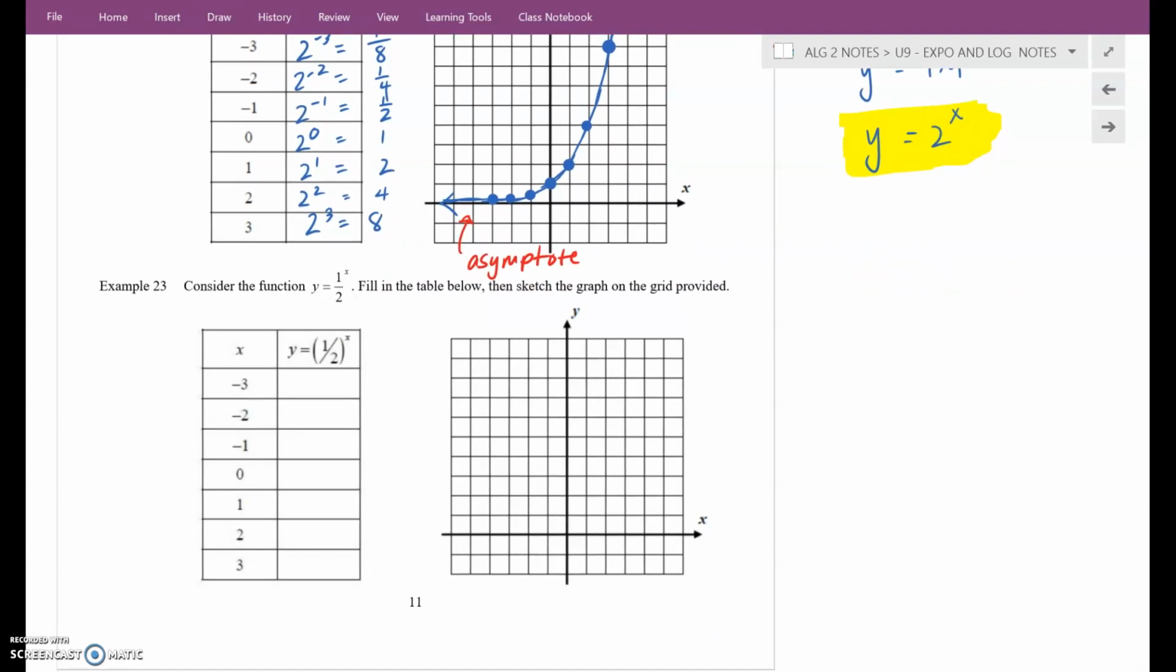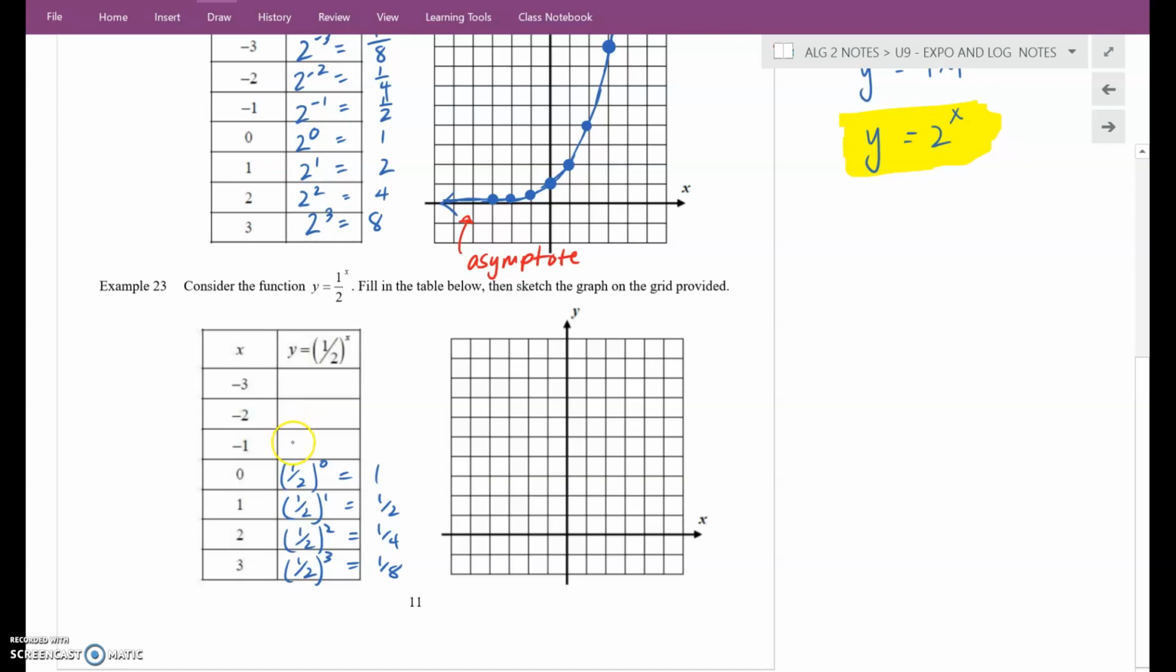Now we're going to look at a manipulation of that function, which is y equals 1/2 to the x. So let's start with the positives again, and 0. 1/2 to the 0. Anything to the 0 power is still 1, even though it's a fraction. 1/2 to the 1 is 1/2. 1/2 to the second is 1/4, and 1/2 to the third is 1/8.